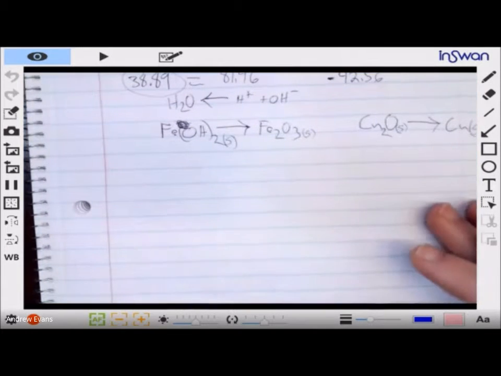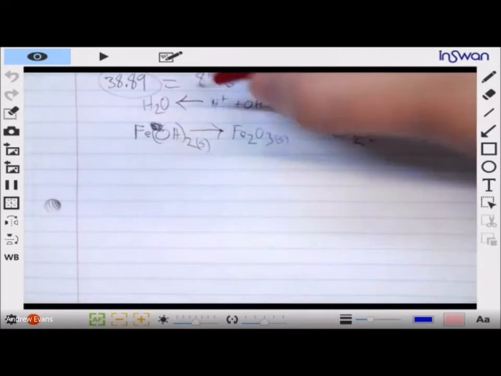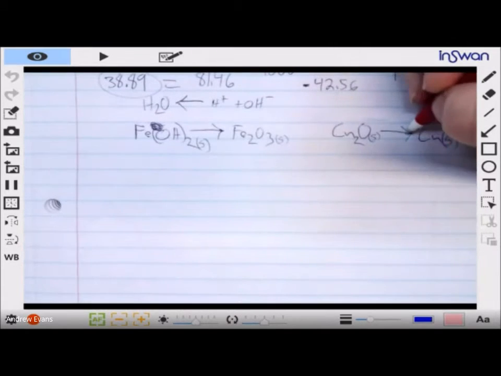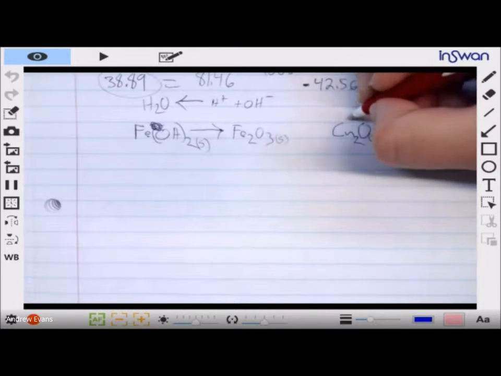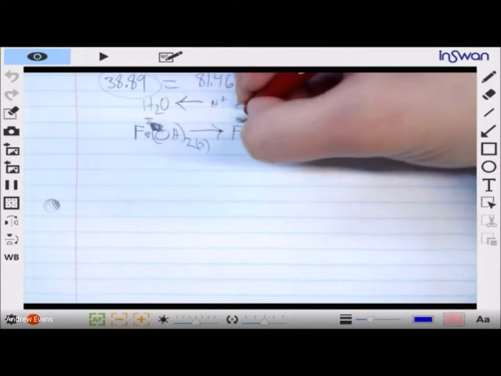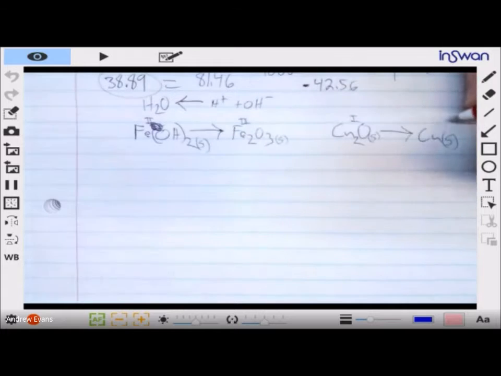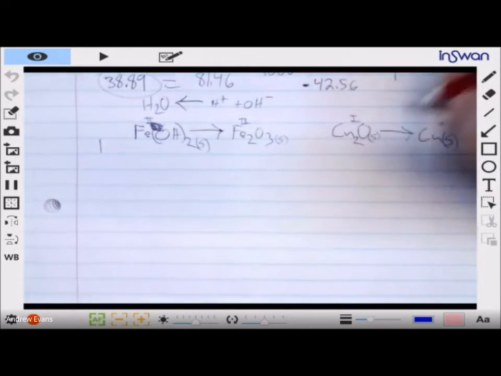So to balance this chemical equation, there's some steps you need to take. First, you split into half reactions. We have our iron hydroxide and our copper oxide. That's copper 1. That's iron 2. There's going to be iron 3 and copper neutral. Do you have to know that? No. The beauty of this. So step 1, we split it up into our two half reactions.